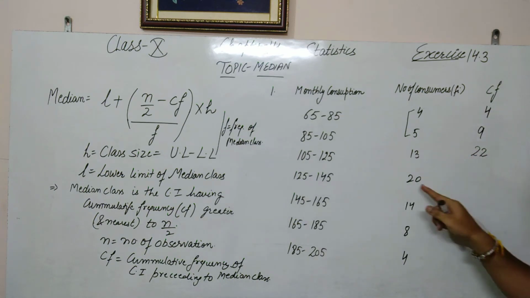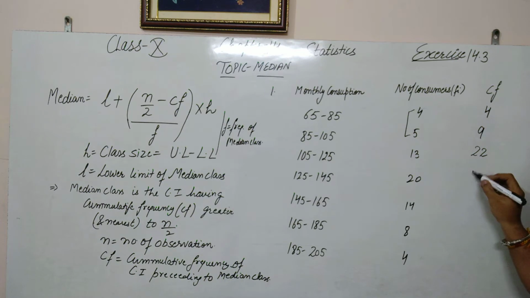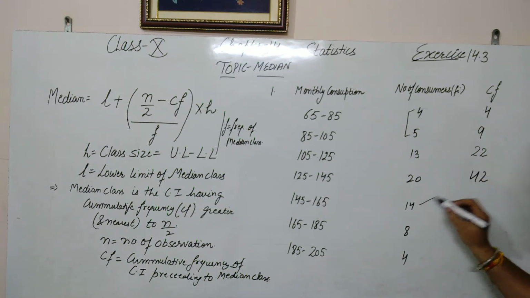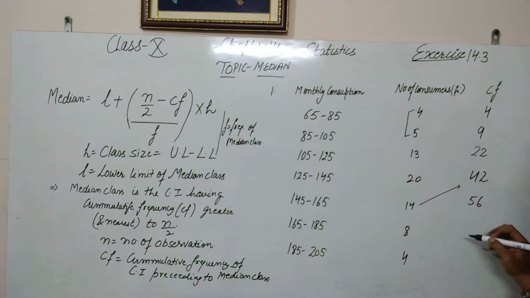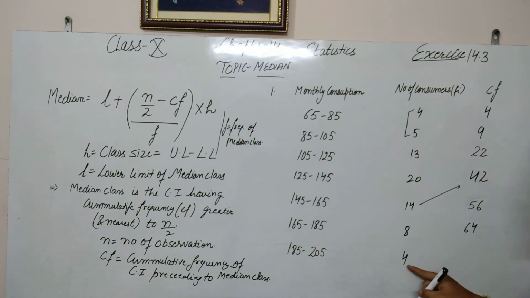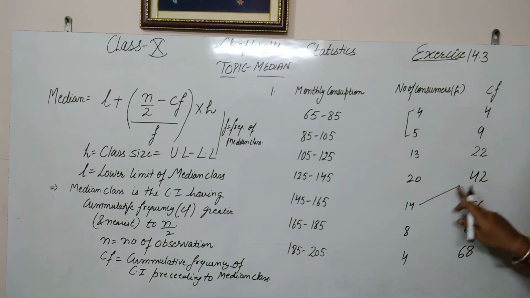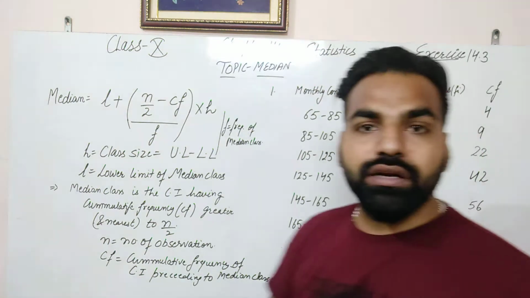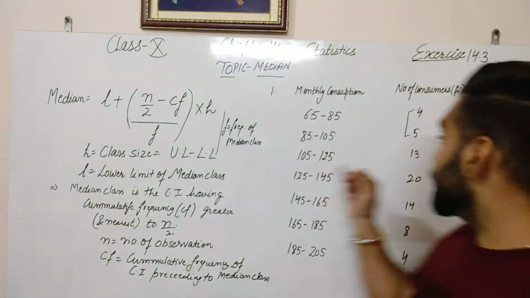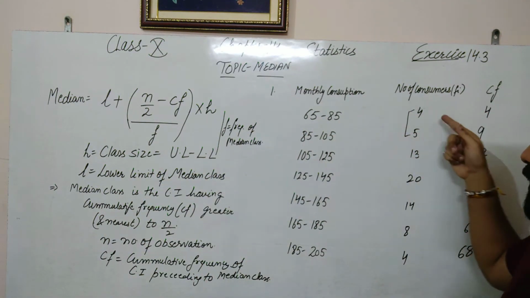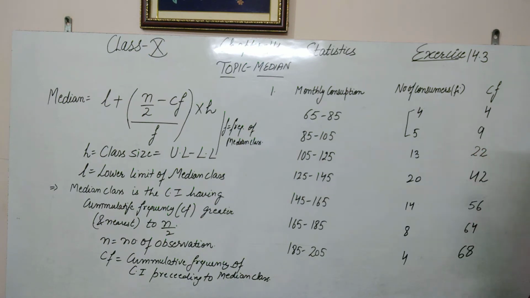Now the next CF will be 20 plus 22, that is 42. Next will be 14 plus 42, that is 56. Now 8 plus 56, 64, and last 4 plus 64 is equal to 68. So this is how we calculate the CF. First frequency will remain the same, and then we will keep adding the next frequency to the previous cumulative frequency.